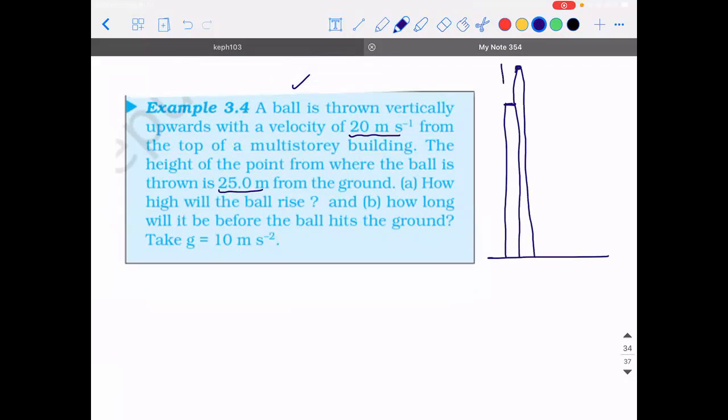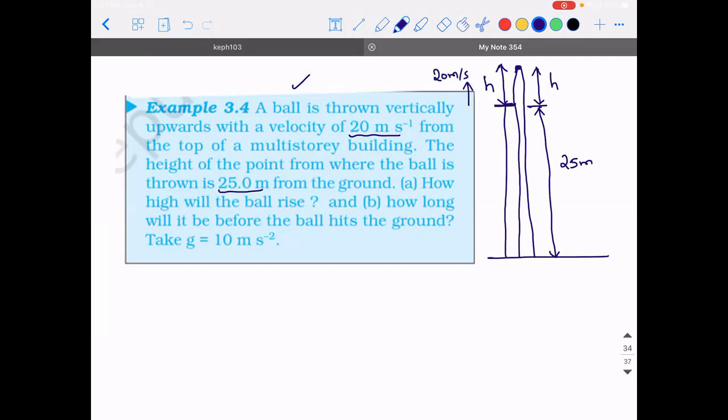So this will be the height to which the object will rise. And how much is this distance? This is 25 meters, right? Then how much is this height? This distance is h1. From the ground, it is 25 meters. So the object is given an upward velocity of 20 meters per second.